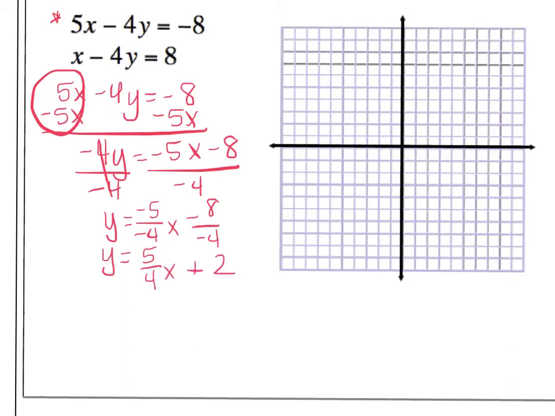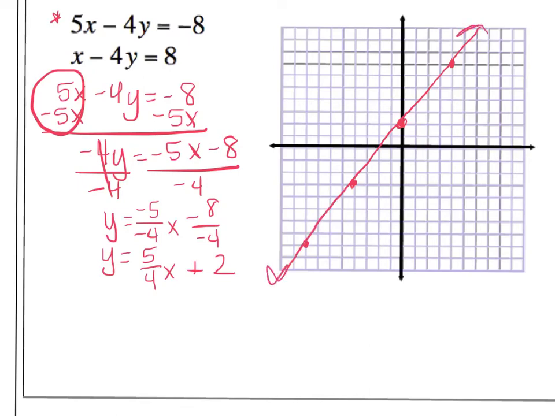I'm going to plot it right away. I went up 2, made a mark. Now I'm going to go up 1, 2, 3, 4, 5, and over 1, 2, 3, 4. I'm going to go in the other direction: down 1, 2, 3, 4, 5, over 1, 2, 3, 4. And I will connect now.